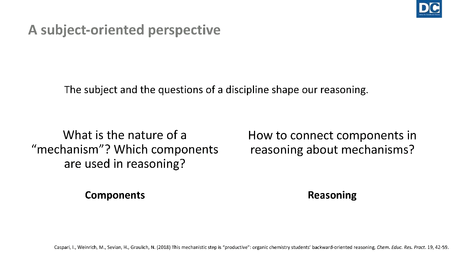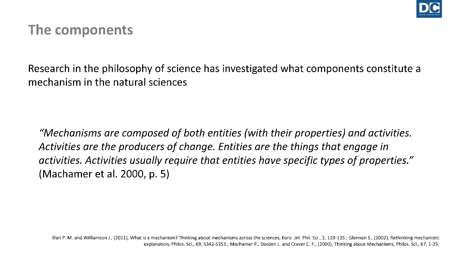First of all, I want to focus on the left-hand side, on the components, and I will introduce you to work that has been done in the philosophy of science, especially in the research group around Machamer, Darden and Craver. They were investigating what actually constitutes a mechanism in the natural sciences. They were not explicitly focused on organic chemistry mechanisms, but on neurobiology and astrophysics.